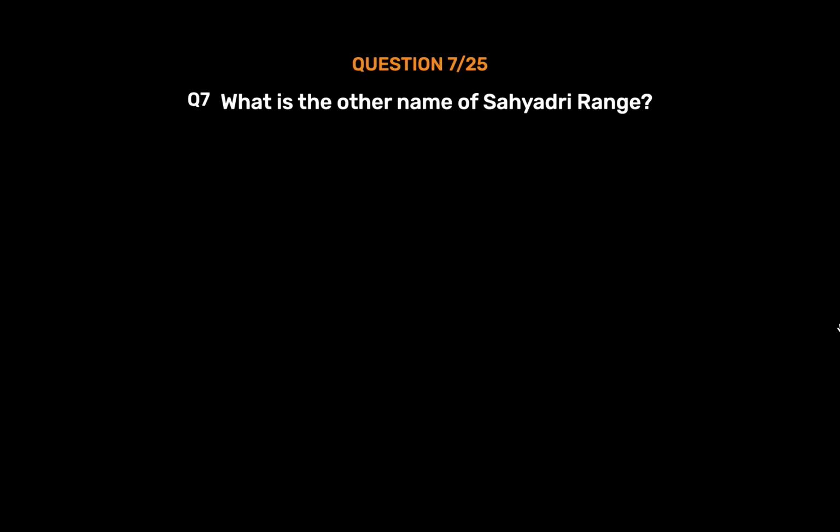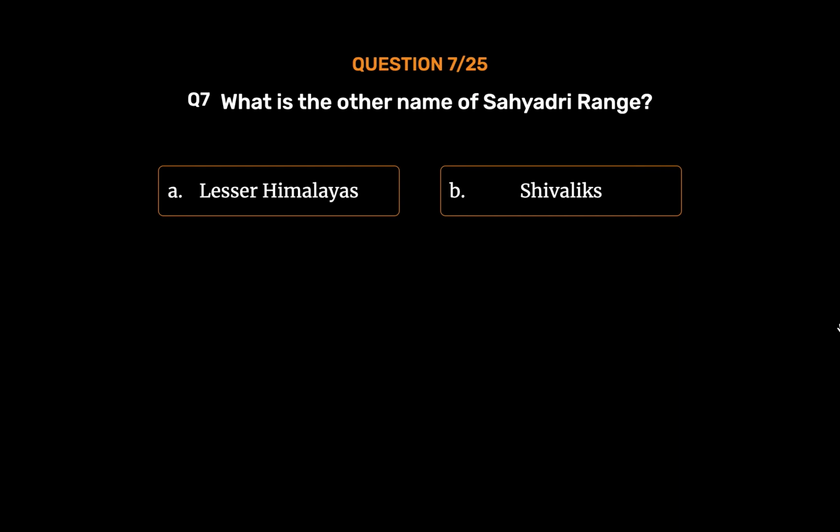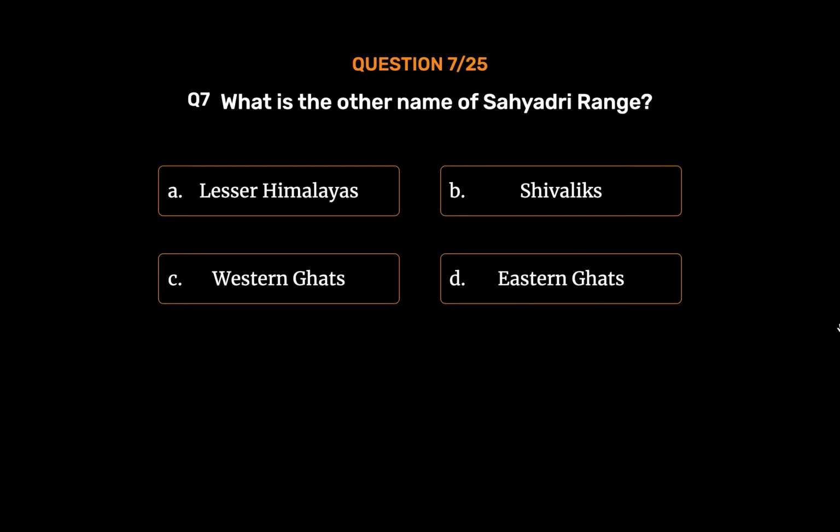Question number 7. What is the other name of Sahyadri Range? Option A. Lesser Himalayas. Option B. Shivaliks. Option C. Western Ghats. Option D. Eastern Ghats. The correct answer is Option C.